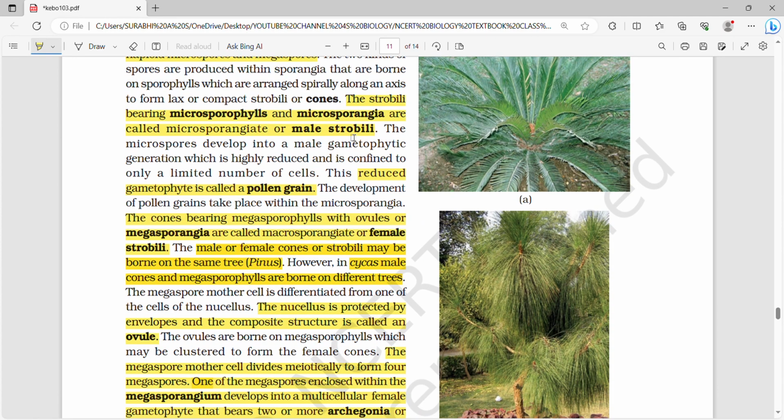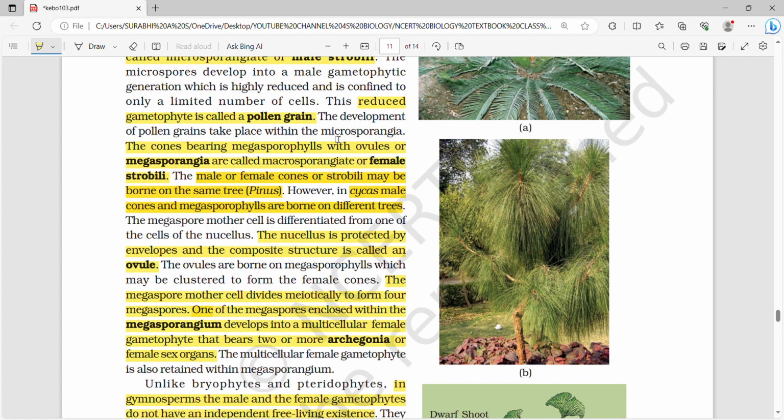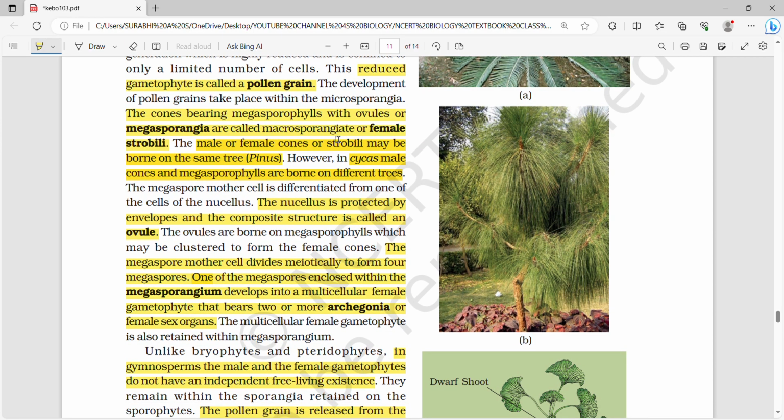So they also have strobili or cones. The strobili bearing the microsporophylls and microsporangia are called microsporangiate or male. Micro is male, and this will reduce into a gametophyte, which is called a pollen grain. And the cones bearing the megasporophylls with ovules or megasporangia are called macrosporangiate or female strobili.